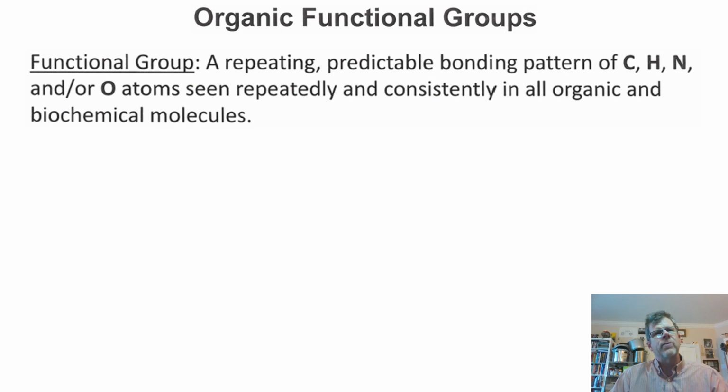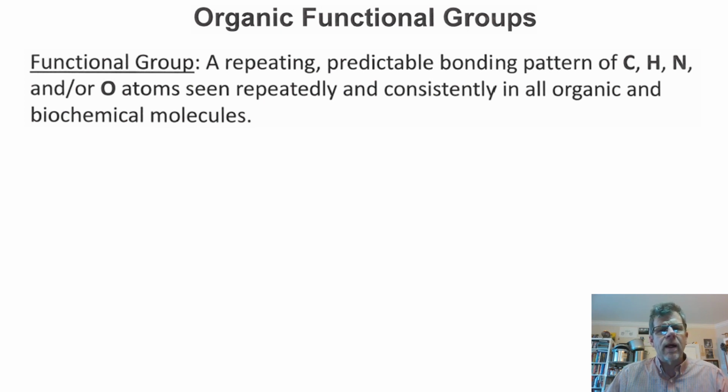So really what I'm teeing up here is that the entire remainder of the organic portion of this course is going to be based upon these things called organic functional groups. These functional groups are a repeating predictable bonding pattern of carbon, hydrogen, nitrogen, and or oxygen seen repeatedly and consistently in all organic and biochemical molecules. So we're going to be laying these out here, and at this point all we need to do is to be able to recognize what functional group we are looking at in each of these cases.